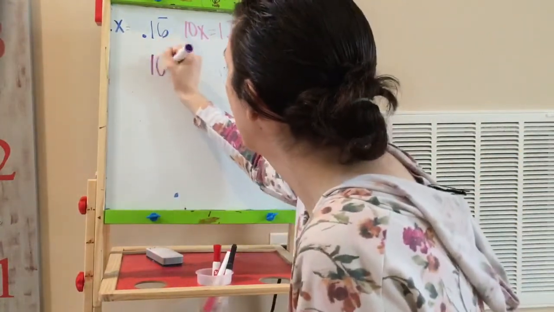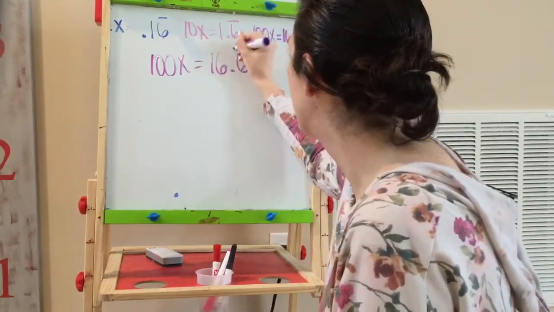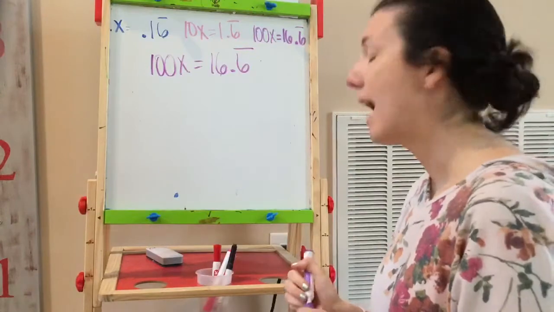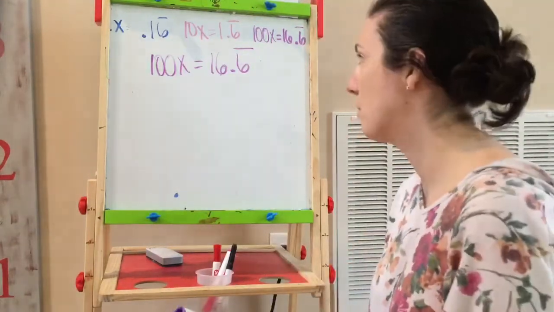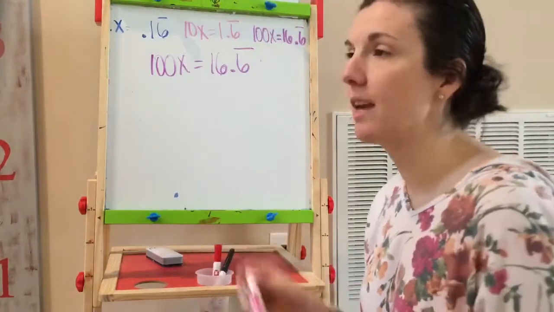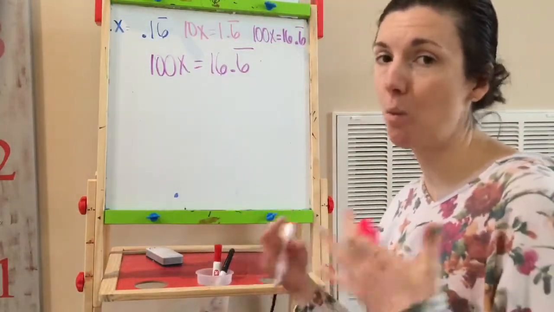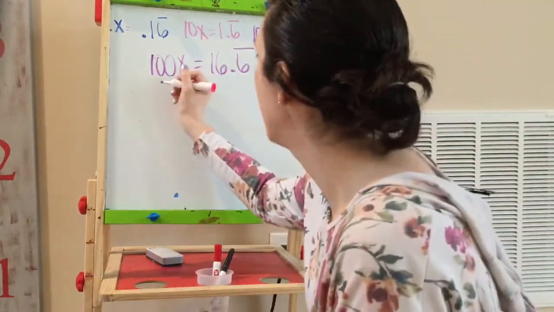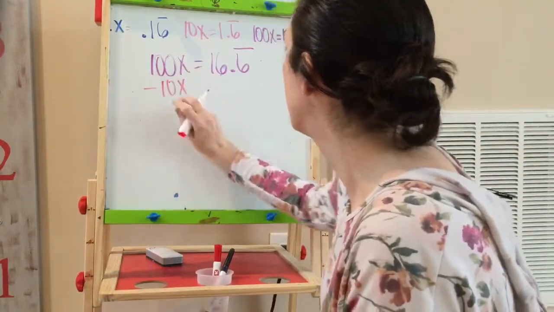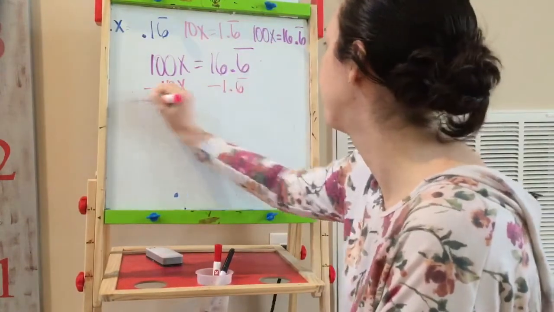So I'm going to start with the larger of the two. So 100x equals 16.6 repeating. And I'm going to take away this time 10x from both sides. And that's okay because I'm doing the same thing. It's just like when you add 5 to both sides. I'm adding the same thing because 10x and 1.6 repeating are the same. So instead of writing 10x over here, I'm writing 1.6 repeating.